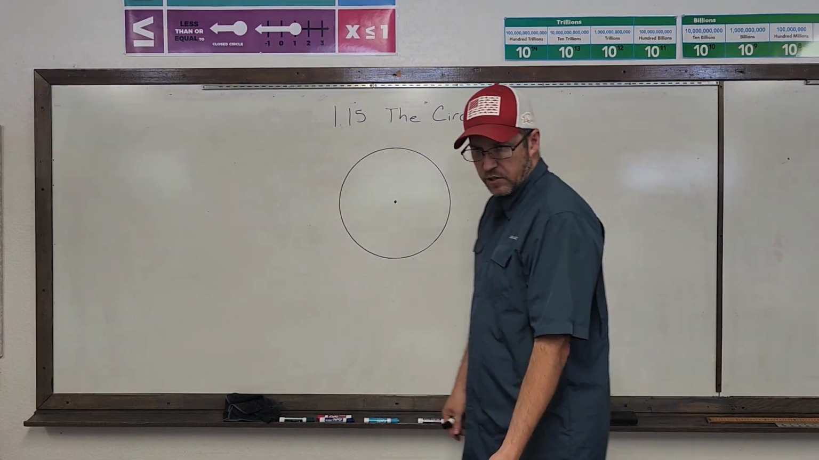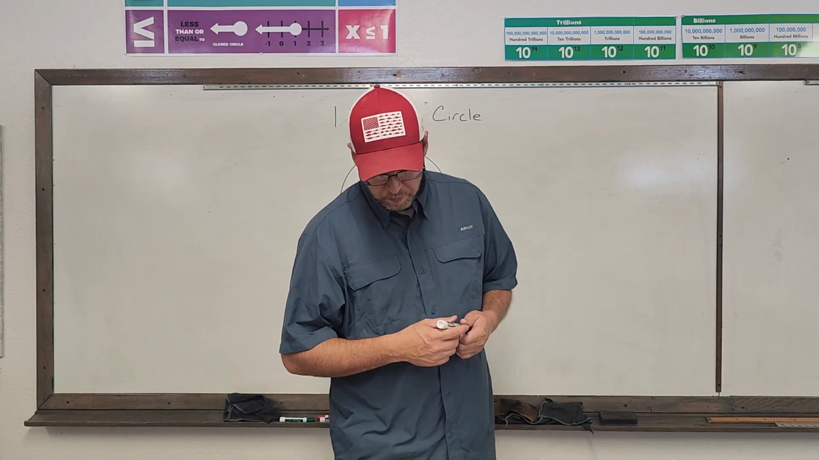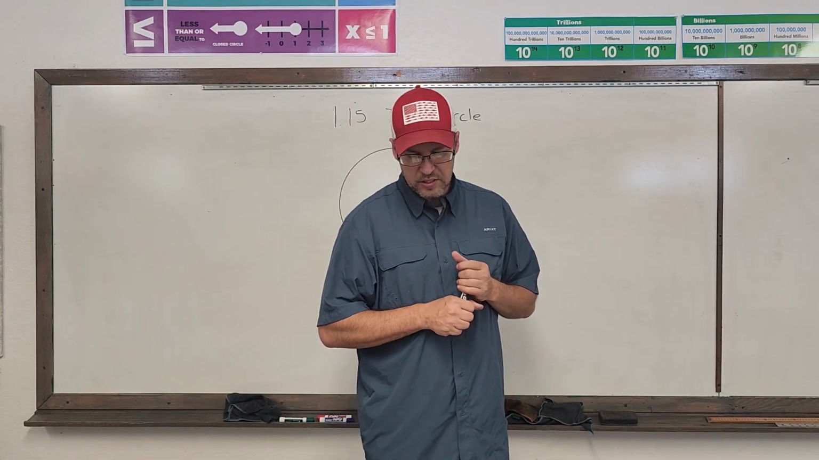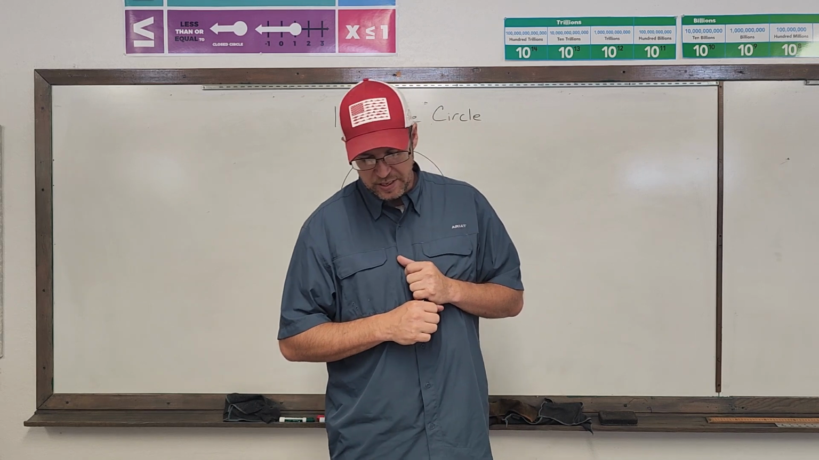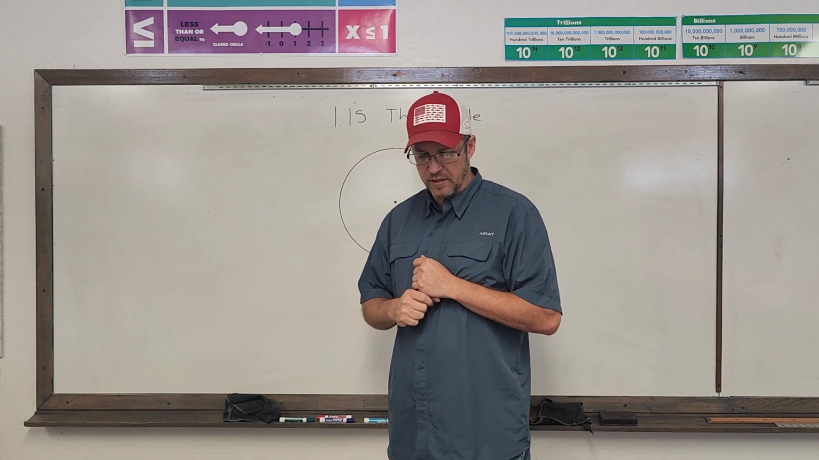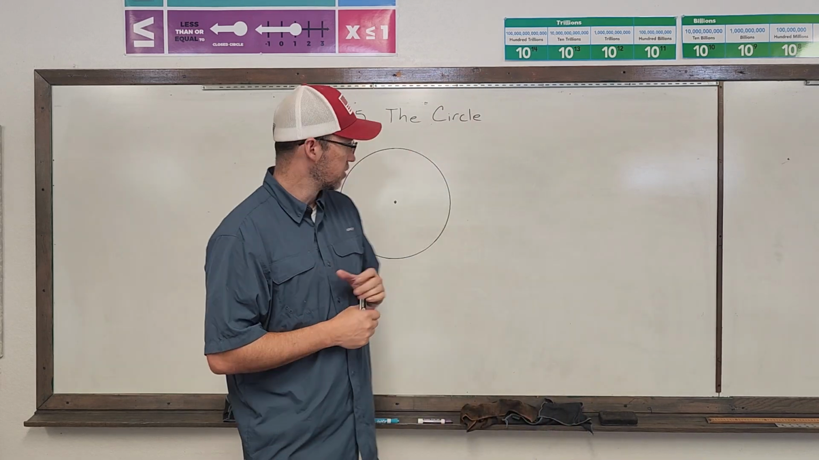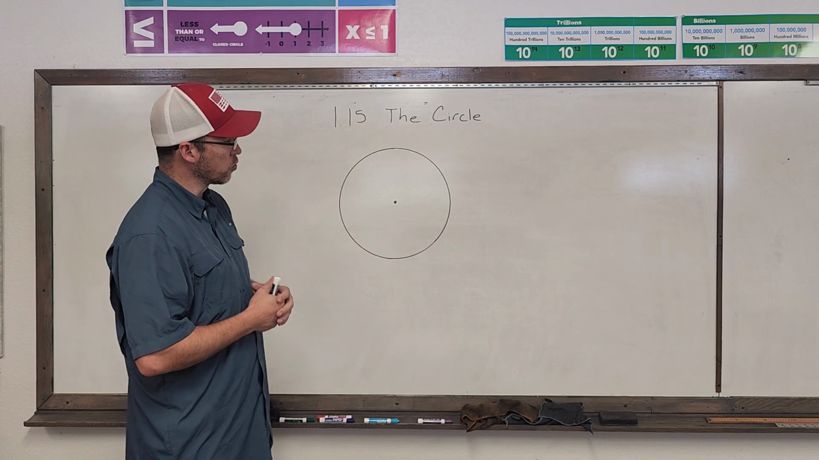All right, let's look at plane geometry 1.15, the circle. A circle is a closed curve in a plane, all of whose points are equally distant from a fixed point in the plane called the center. All right, so we have a circle on the board.